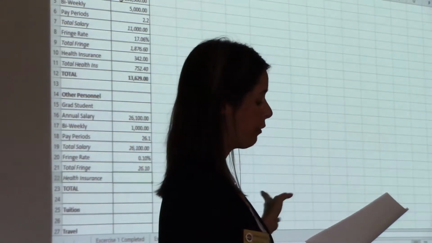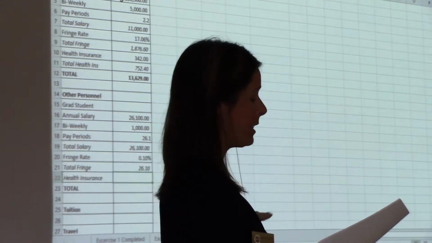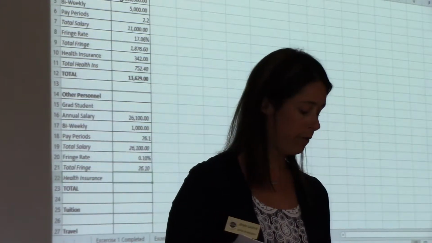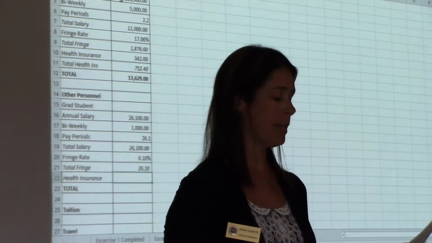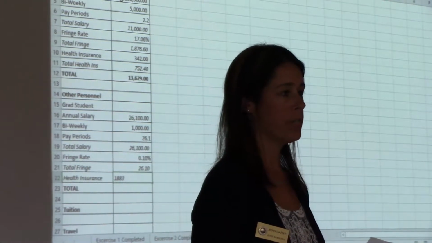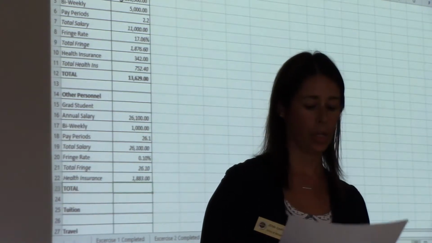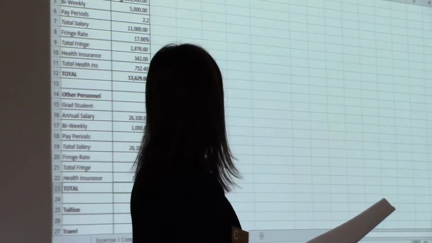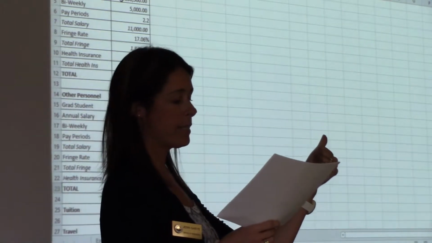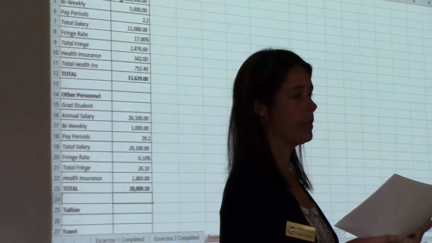So that gives us their fringe, and then we need to give them their health insurance subsidy. For the sake of this, let's say they're a full-time domestic student, so that's $1,883. They're appointed fully to the project, so their health insurance subsidy is fully gonna go on the project. So we'll build that in, and that would give us the total. So that's your total salary of 26,000, your fringe, and then your health insurance, so that gives us 28,000. Can you see, or am I here right here?